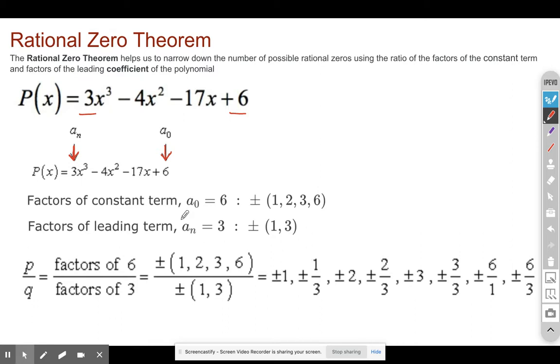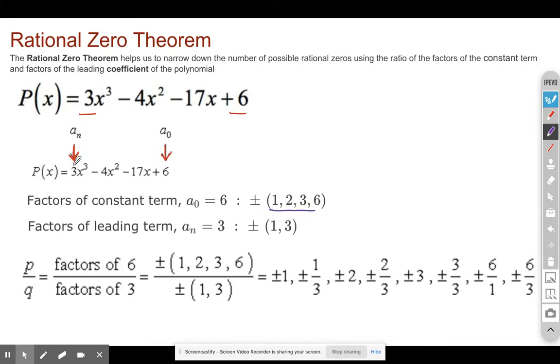So let's go ahead and find the factors of 6. That will be plus or minus 1, plus or minus 2, plus or minus 3, and plus or minus 6. These are factors, things that multiply to get 6, such as 2 times 3 or 1 times 6. Don't forget we can have a plus or a minus, so we can get positives and negatives as well. So those are the factors of the last term.